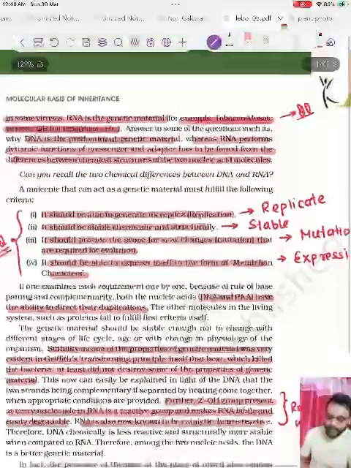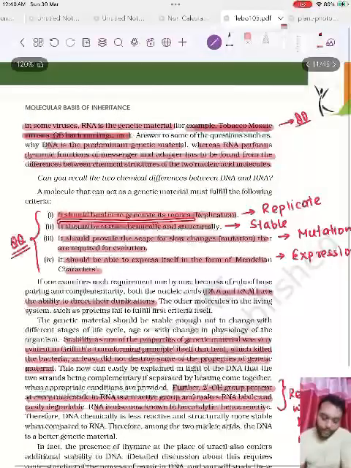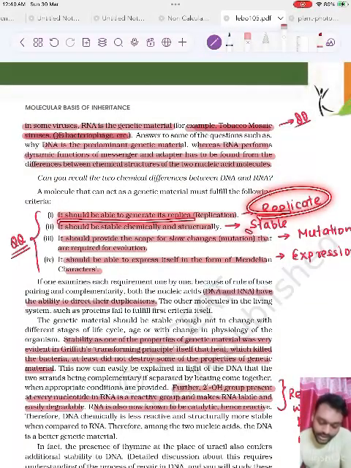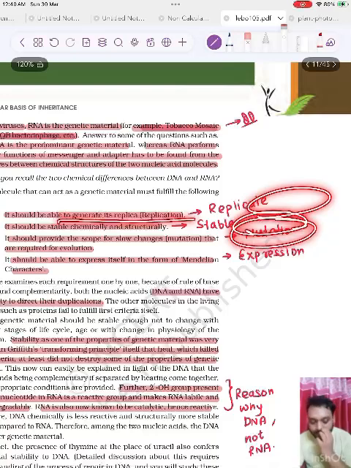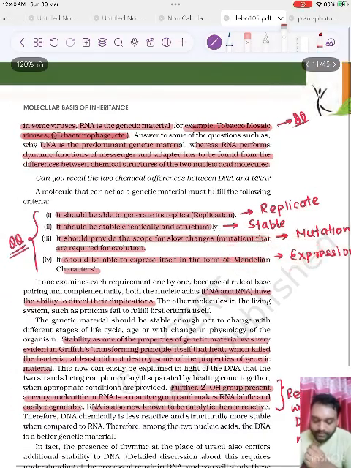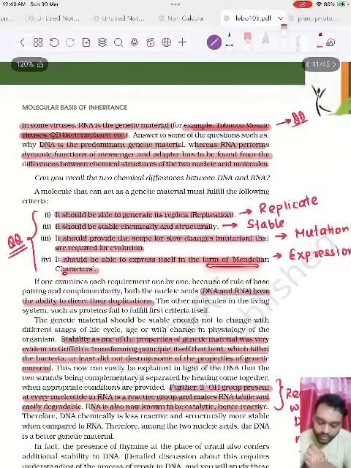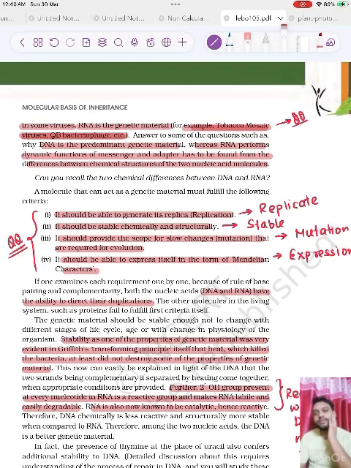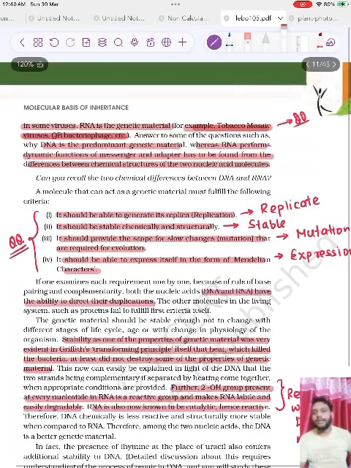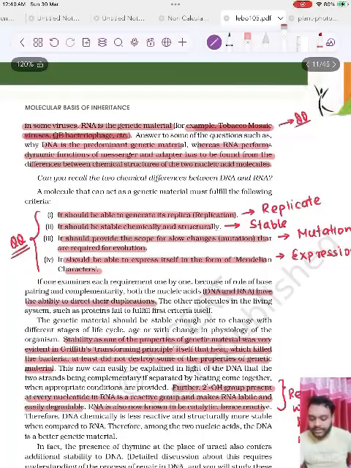So what are the properties of a genetic material? Okay, what are the properties? It should be able to generate its replica, that is replication. It should be stable. It should allow mutations, and it should be able to express itself in the form of Mendelian characters. So this was a question asked once in NEET exams, which is not the characteristic feature for being the genetic material. So they gave an answer, it should be unstable. So your answer will be unstable, क्योंकि genetic material को हमेशा stable होना चाहिए. Okay.